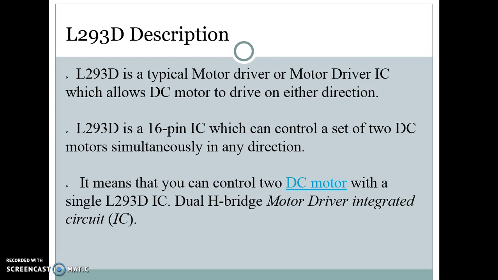L293D is a typical motor driver IC which can allow a DC motor to drive in either direction. L293D is a 16-pin IC which can control a set of 2 DC motors simultaneously in any direction. It means that you can control 2 DC motors with a single L293D IC.